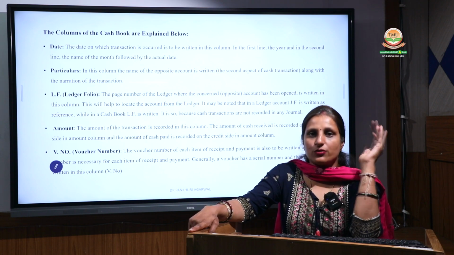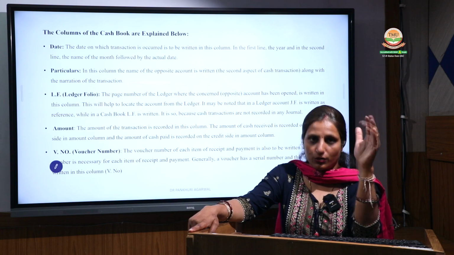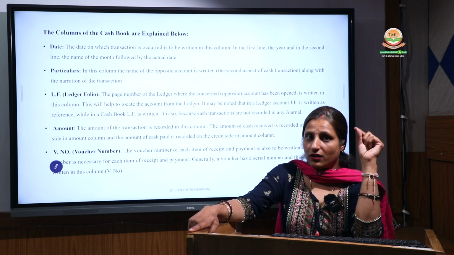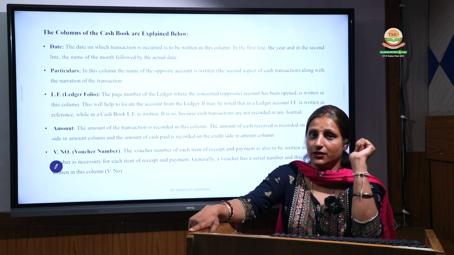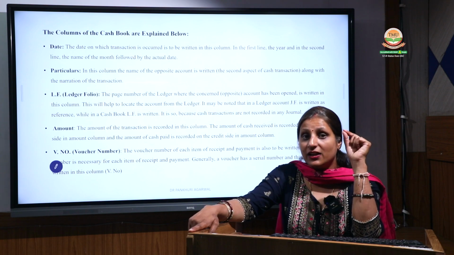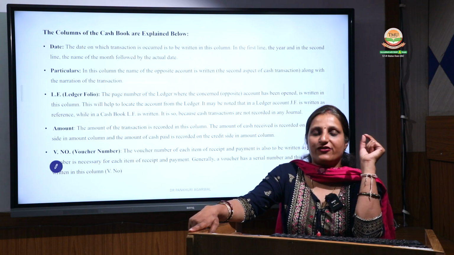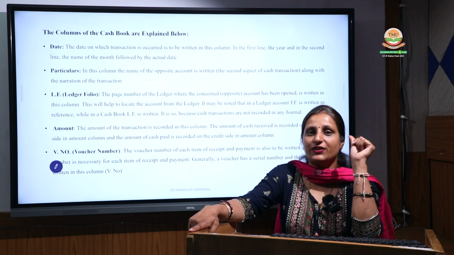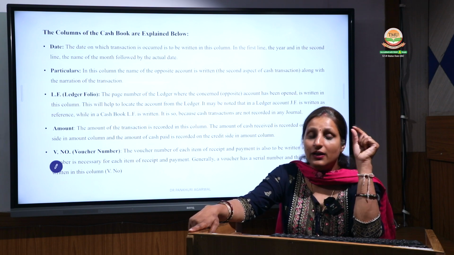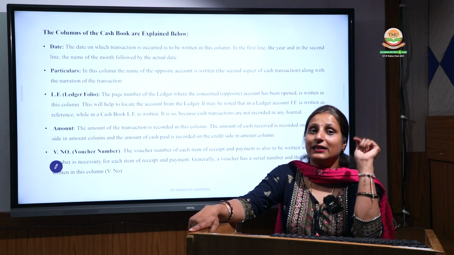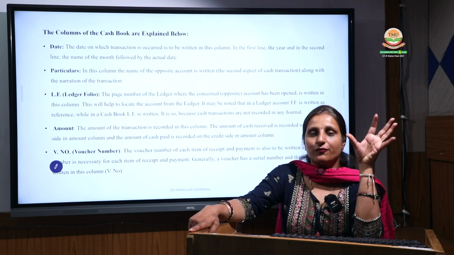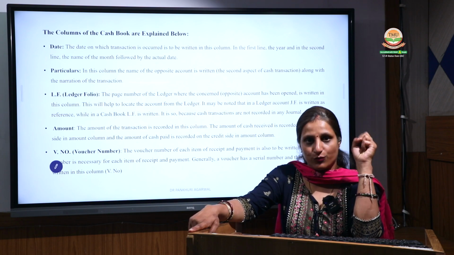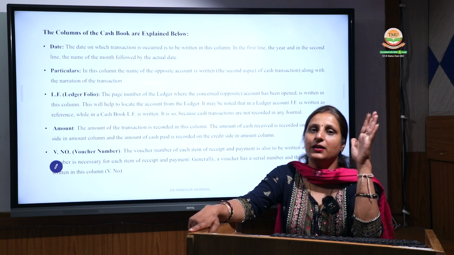In accounting also, when you are preparing the cash book, the first column is the date. Date means on which date that transaction has occurred. We have to write it very clearly in the date column. If you receive the cash on 4th of September, that 4th September will be written in the cash book. In a cash book, only the entries for the period you are preparing will come.